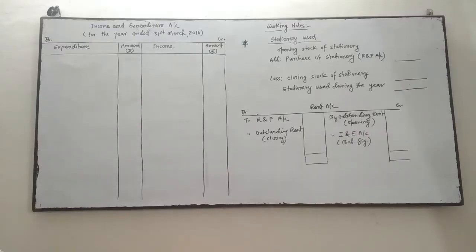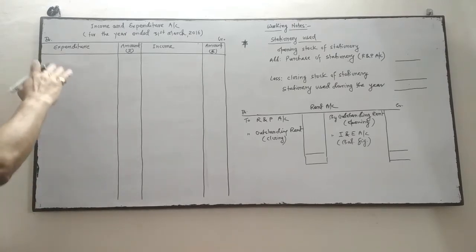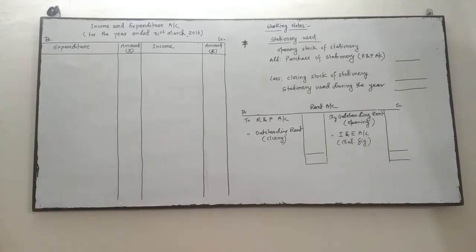So start with the expenditure side. I'm going to start this side first, the expenditure side. For the expenditure side, I have to see the receipt and payment account, payment side.